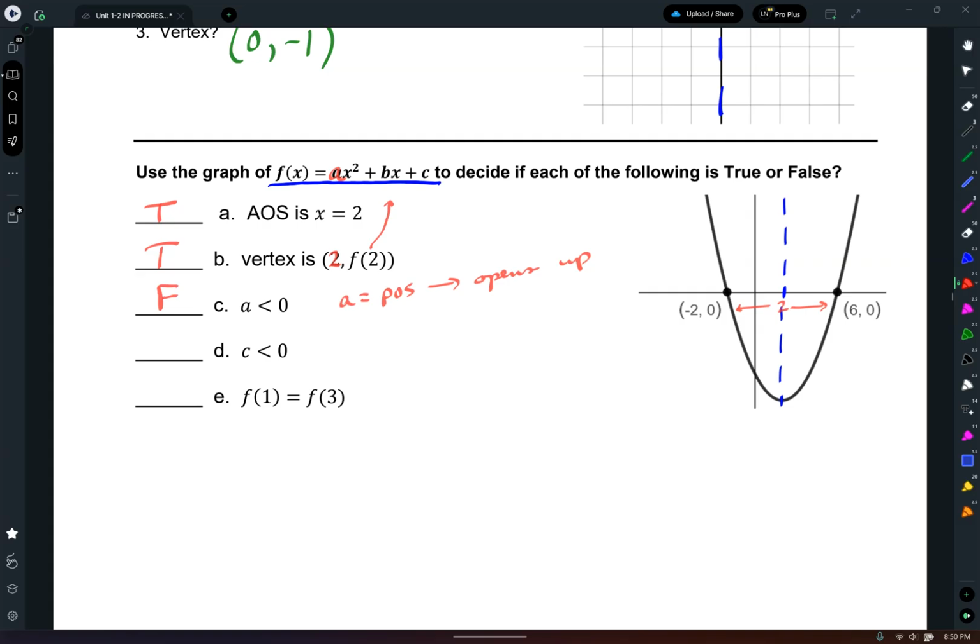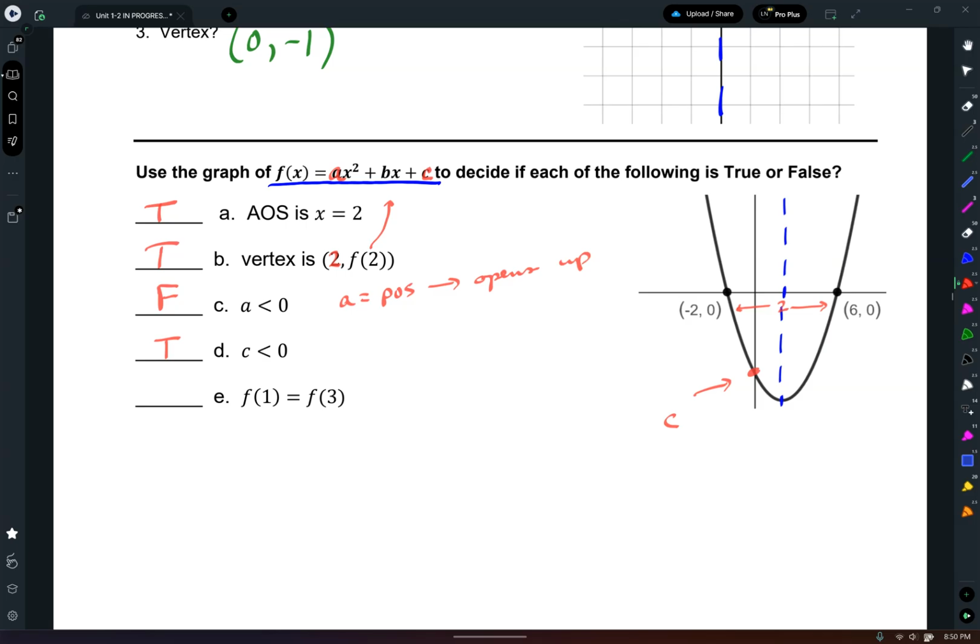Okay. C is less than 0. Well, what does C stand for? Well, remember, C stands for the y-intercept. Well, look, over here, it hits the y-axis right here. I don't know what number it is, but I do know it's negative. So I know that that tells me my C number. This is saying, is C less than 0? Yeah, C is negative.